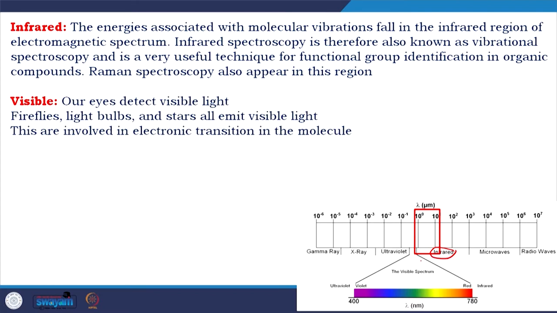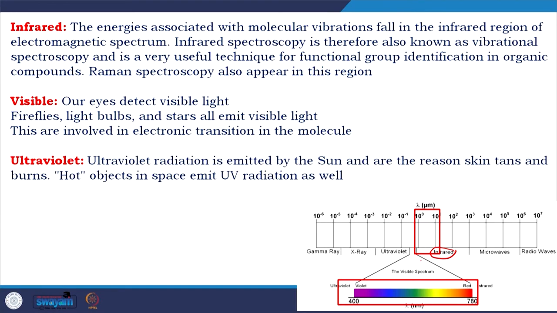Visible: our eyes detect visible light. Fireflies, light bulbs and stars all emit visible light. Whatever we could see is visible. These are involved in electronic transitions in the molecule. So, these are all in the visible range from 400 to 780 nanometer wavelength.